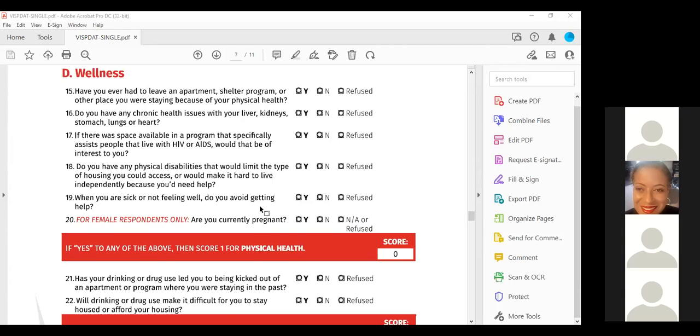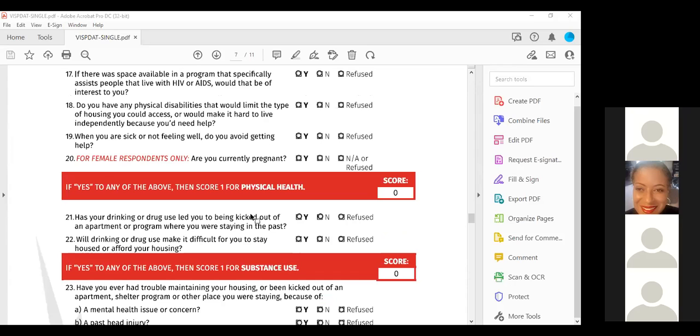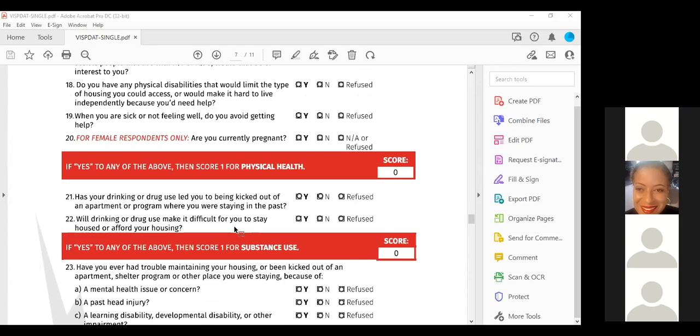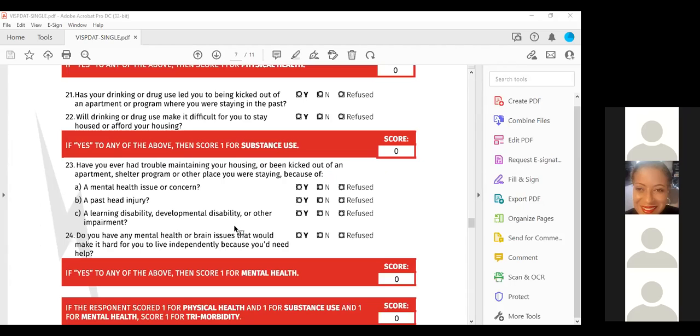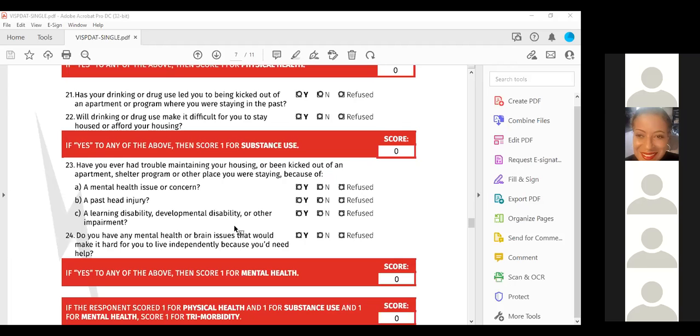Has drinking or drug use led you to be kicked out of an apartment or program or place you were staying in the past? Warming center, a good portion of them were asked to leave because they were clearly intoxicated and they were disturbing other people. So just being careful how you ask that question. I know shelters sometimes when it's 4th of July weekend or Memorial Day, they will test them for alcohol when they come back in. So those type of things, being mindful of those things.